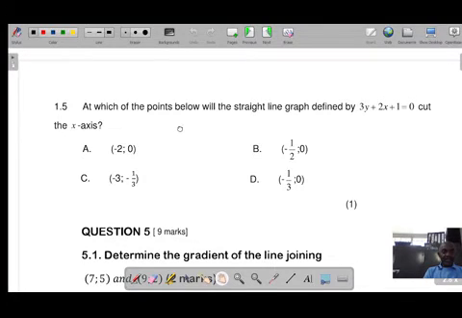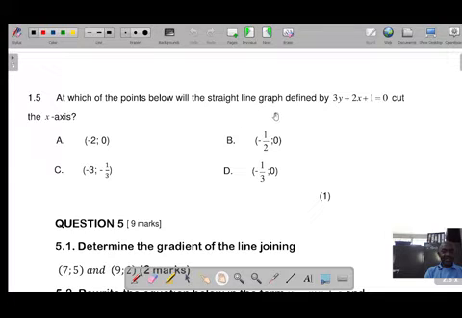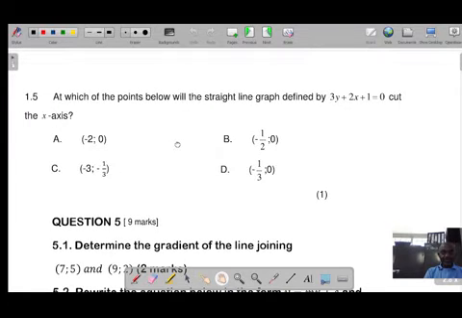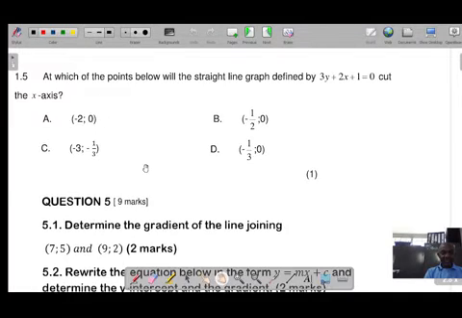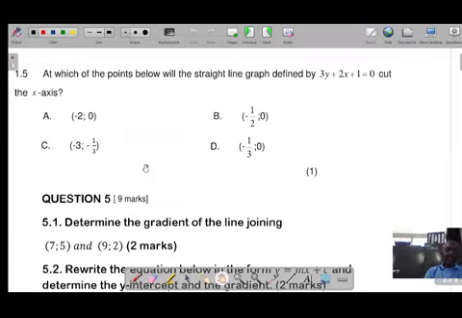1.5 says that at which of the points below will the straight line graph defined by 3y plus 2x plus 1 equals 0 cut the x-axis? Hey, it's back again. At which of the points below will the straight line graph defined by 3y plus 2x plus 1 equals 0 cut the x-axis? So don't forget what we said previously. We have just said that the moment the line cuts the y-axis, then x equals 0. So likewise here, if they say that the line cuts the x-axis, this time y equals 0.